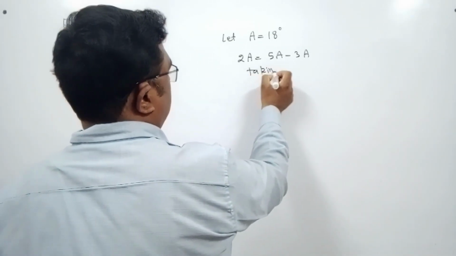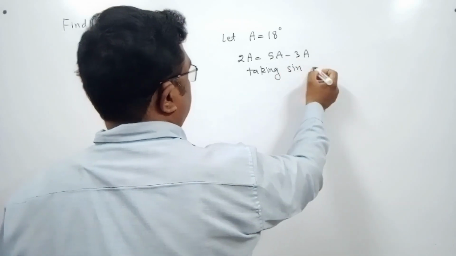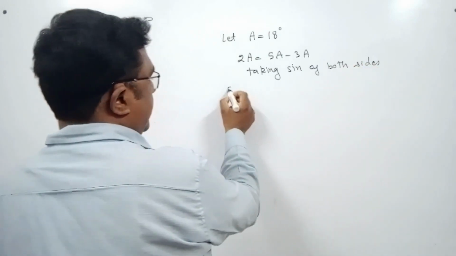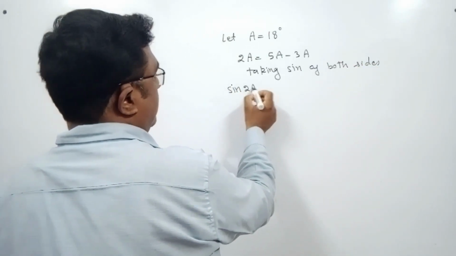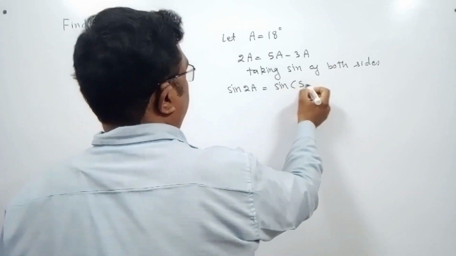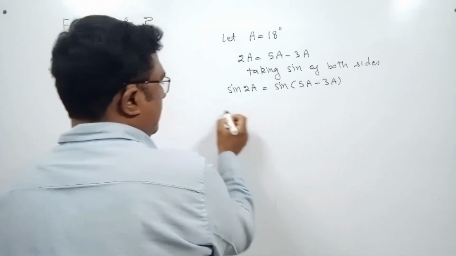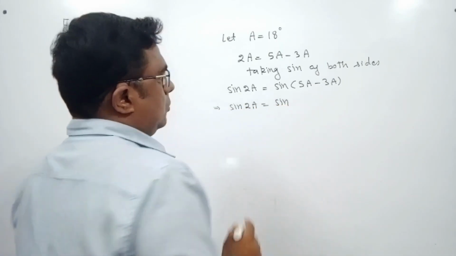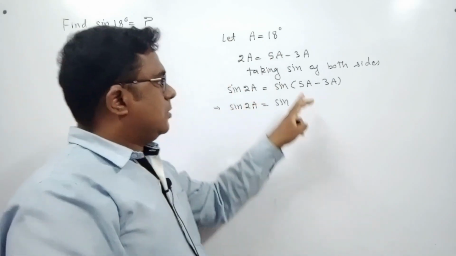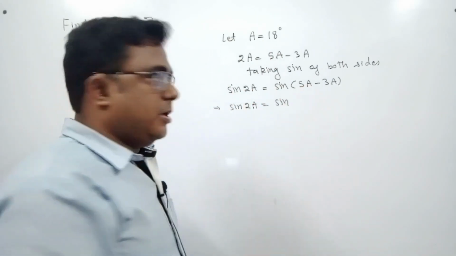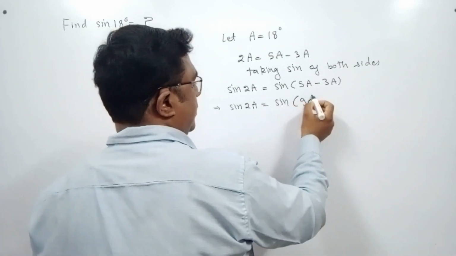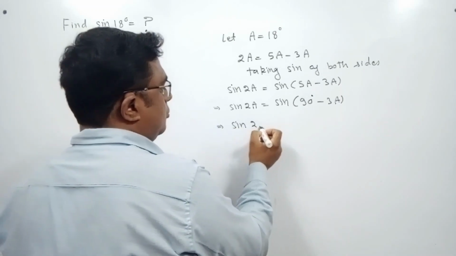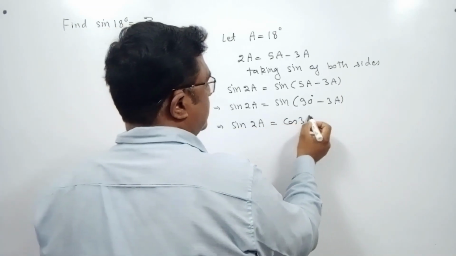Taking sine of both sides, sine 2A is equal to sine of 5A minus 3A. A was 18 degree, so 5A, 18 into 5, will become 90 degree. This implies that sine 2A is equal to cos 3A.